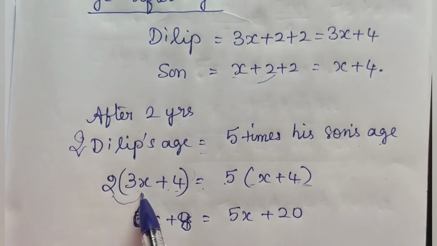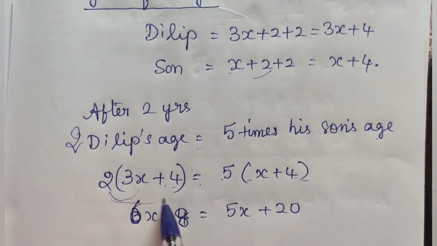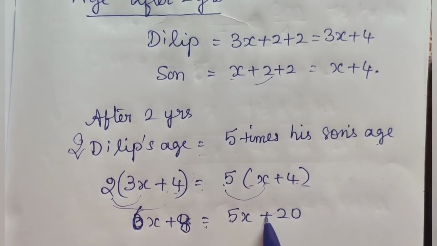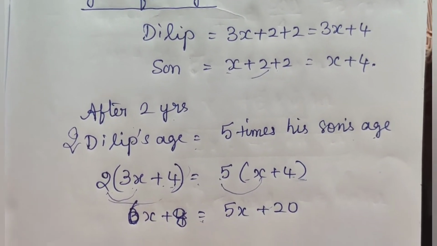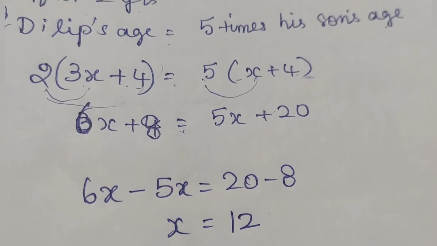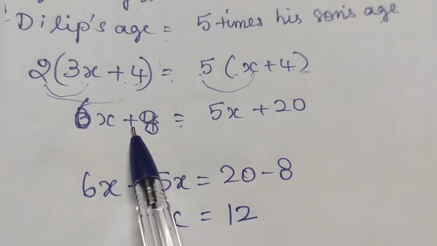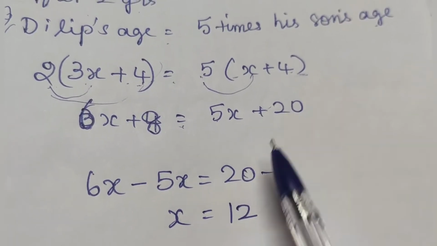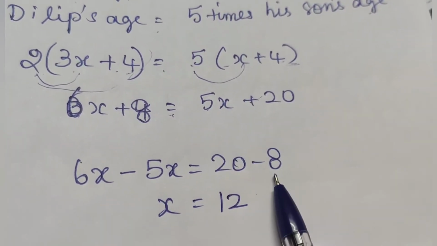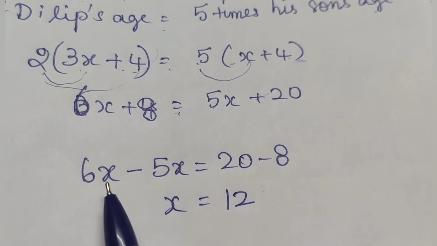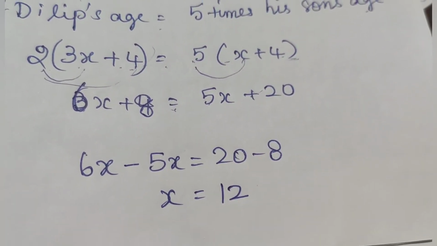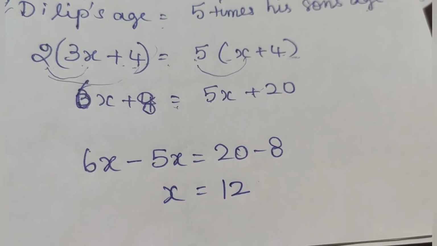So 2 3s are 6x plus 2 4s are 8 equal to 5 into x, 5x plus 5 into 4, 20. So when I transport 5x to this side, it becomes minus: 6x minus 5x equals plus 20 plus 8. When it is transported, 8 becomes minus 8. 6x minus 5x is x. 20 minus 8 is 12. So we get x is equal to 12.